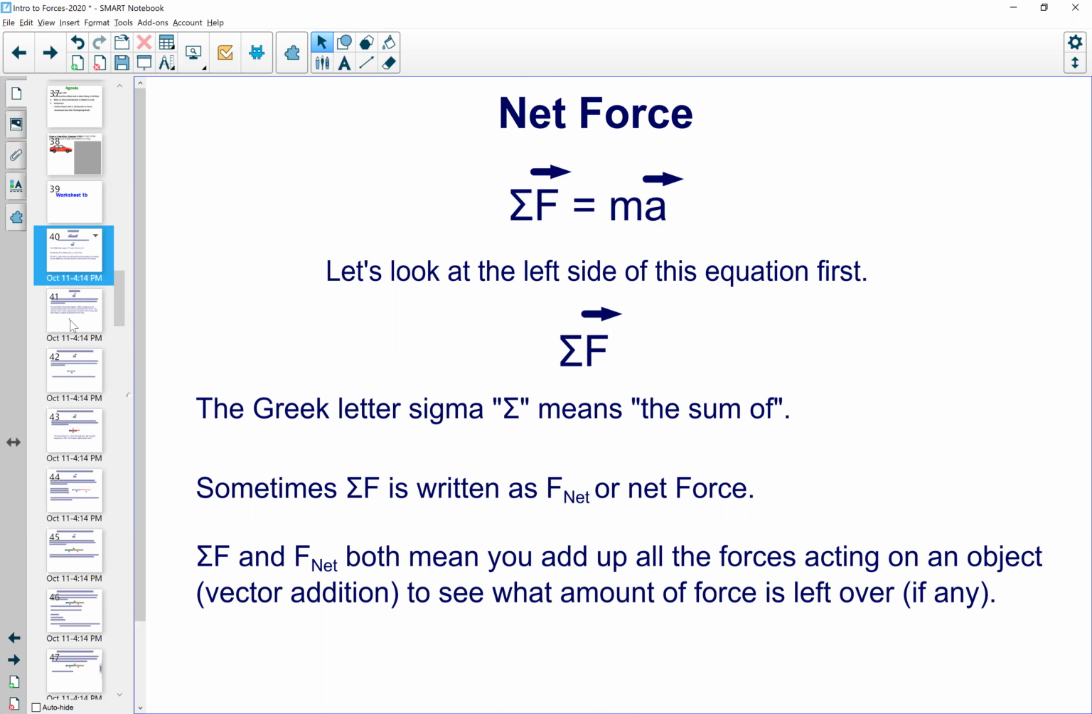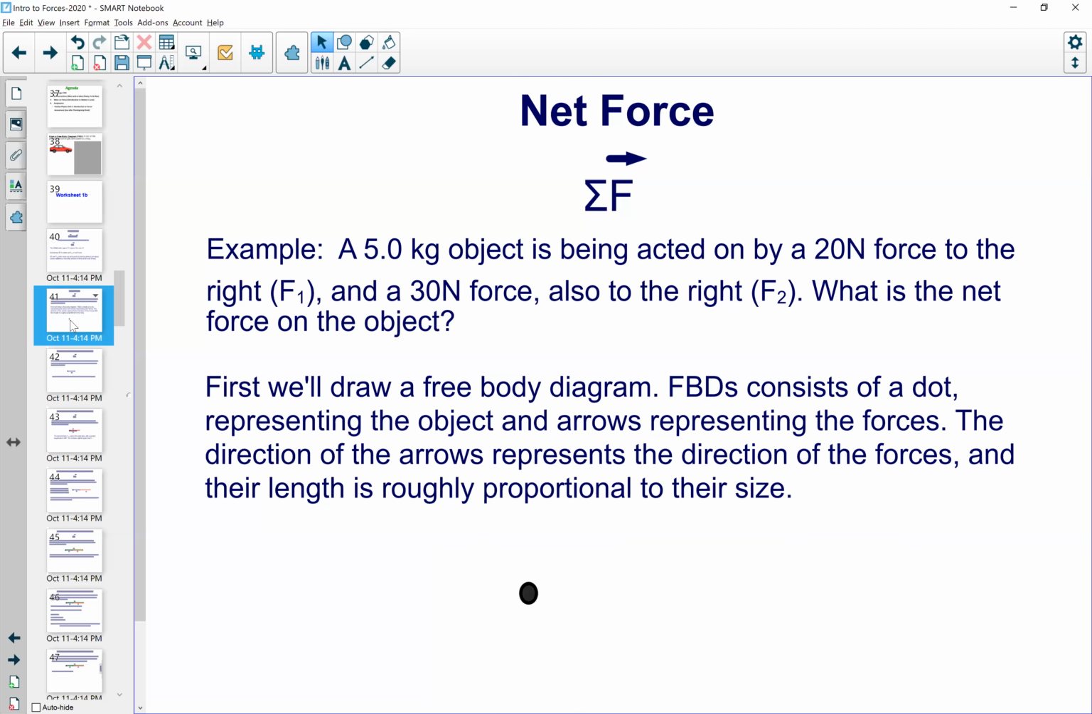Now we're going to break it down into a pretty simple problem and sort of apply it. So we're thinking through, how can we find the net force for this example scenario? We've got a 5 kilogram object being acted upon by a 20 Newton force to the right. That's going to be our F1. And a 30 Newton force also to the right. That's going to be our F2.